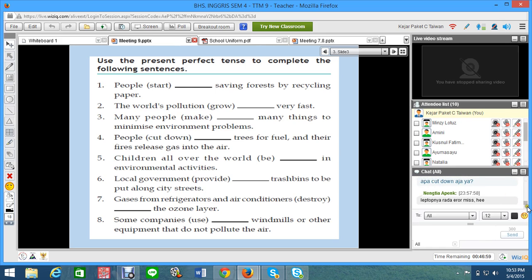Gimana nomor 4? People have cut down trees. Okay, that's correct. Pakai have because the subject here is people. Release gas into the air. Okay, now number 5.